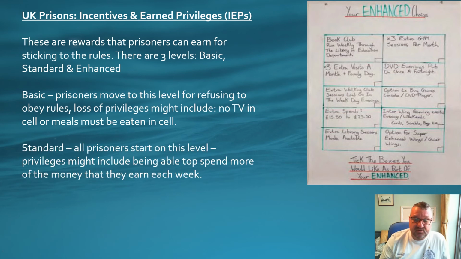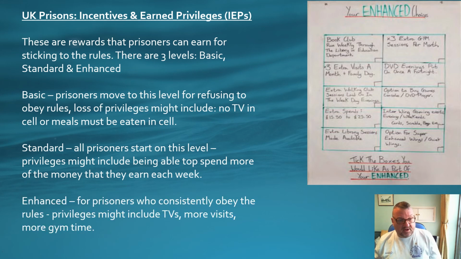Standard, as I said, all prisoners start on this level. Privileges might include being able to spend more of the money that they earn each week in commissary, possibly. And enhanced is for prisoners who consistently obey the rules, and they get better privileges, TVs, more visits, more gym time, that sort of thing.